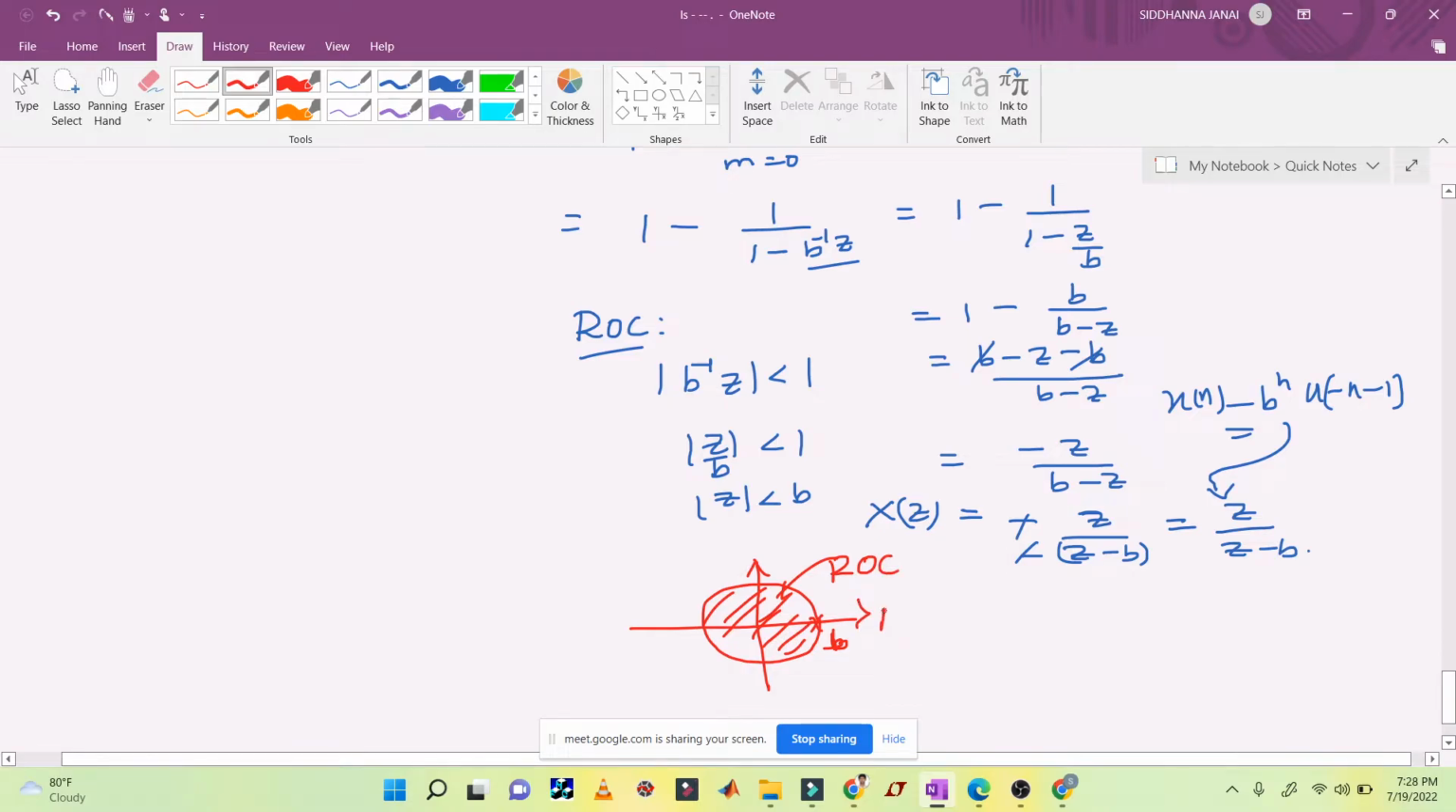This is the real axis of Z and the imaginary axis of Z. So this is your ROC. Earlier, the ROC for the right-sided sequence was like this, outside. Now for a left-sided sequence it is inside. Any doubt regarding this? I hope I am clear with the concept now.